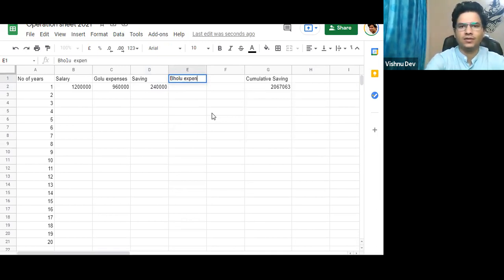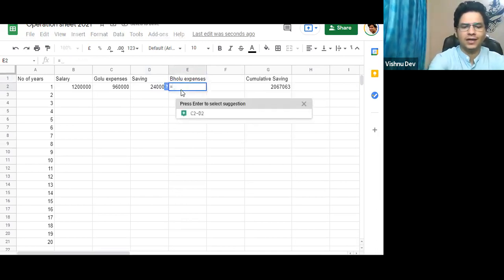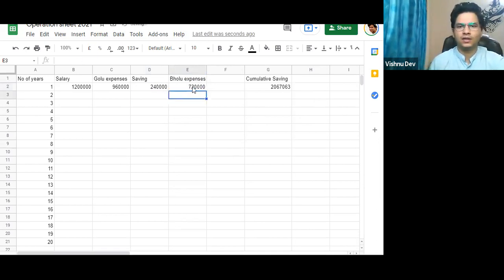60,000 per month. Yes or no? Right? 60,000 per month. So, I can say, sir, Golu is spending 60,000 per month. And for 12 months, it would be how much? 7,20,000. So, Golu's saving would be how much? Tell me.